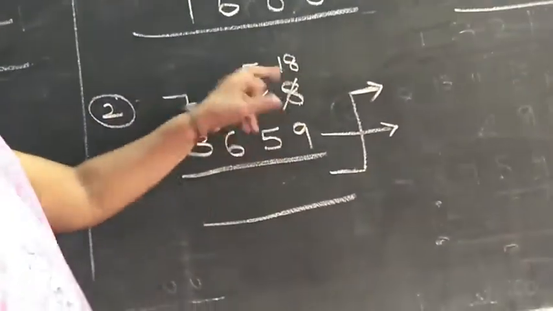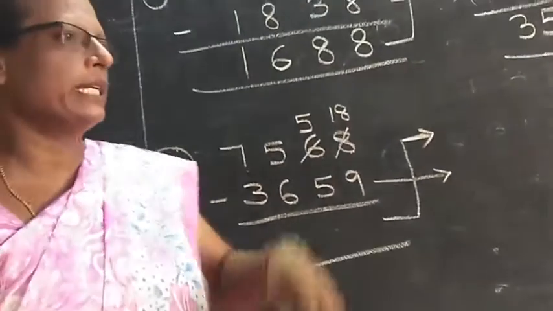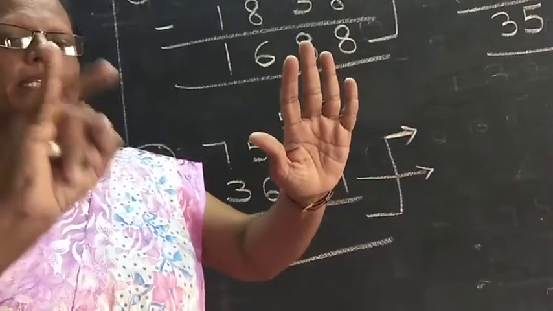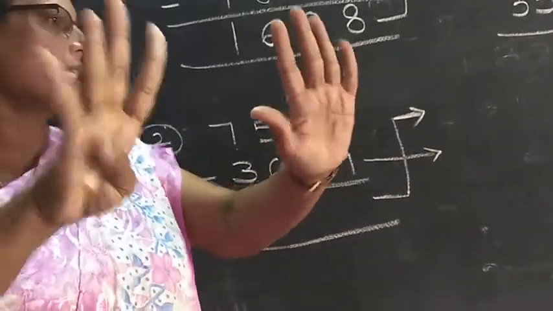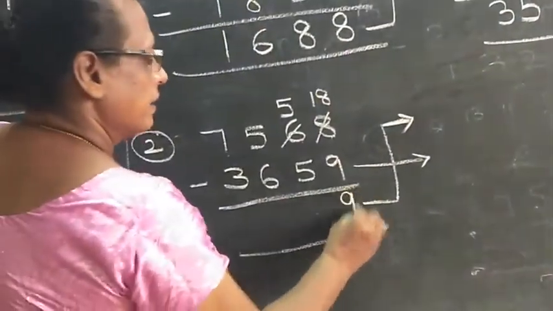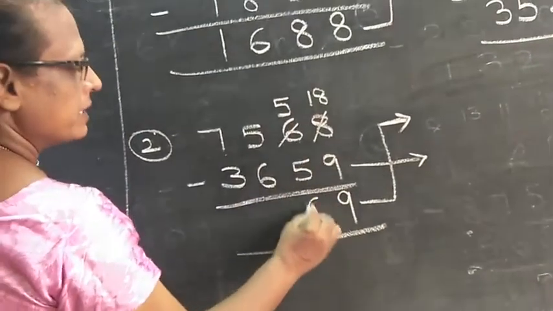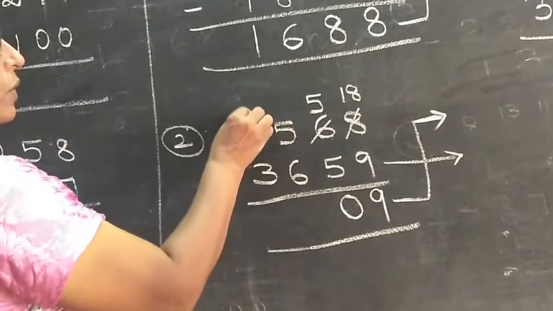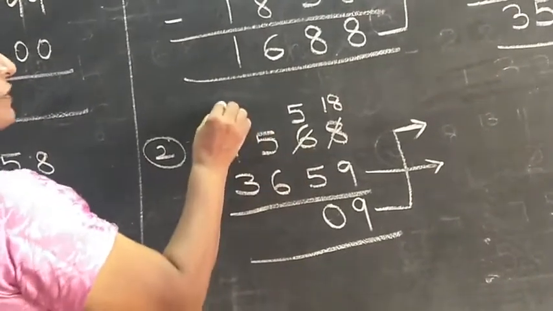So after 9, if you count up to 18, what will come after 9? 10, 11, 12, 13, 14, 15, 16, 17, 18. So what's the answer? 9. 5 minus 5? 0. And now here also you can't count. So you have to borrow from the previous number.